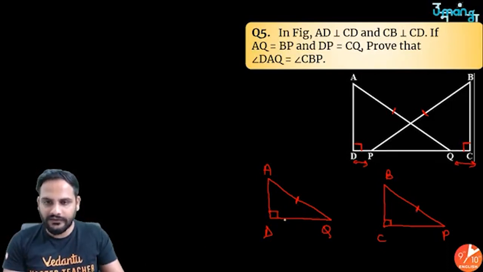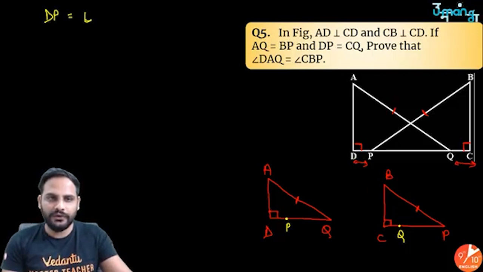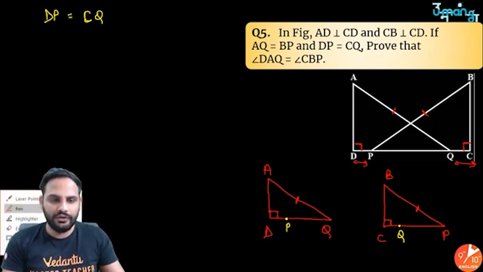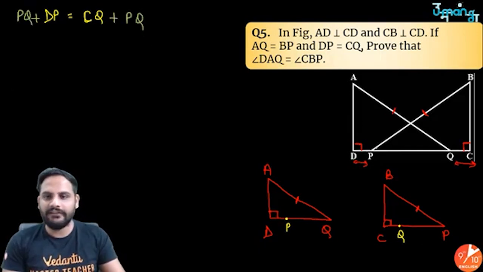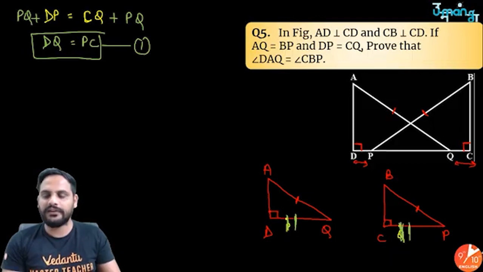The only thing that we know extra is that this DP, P is some point over here. This DP is equal to CQ, Q is some point over here. So we have DP is equal to CQ. If I add PQ on both the sides, I will get DP plus PQ equal to DQ, and QC plus PQ equal to PC. So we have got DQ is equal to PC, equation 1. These two lines are equal.